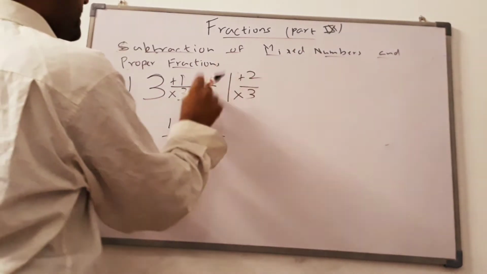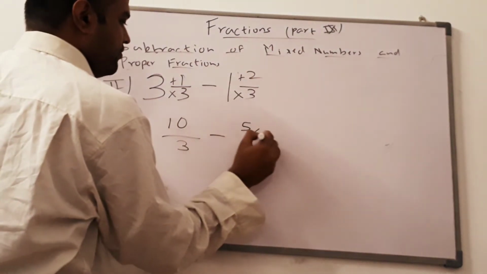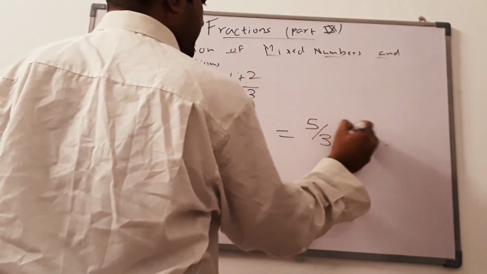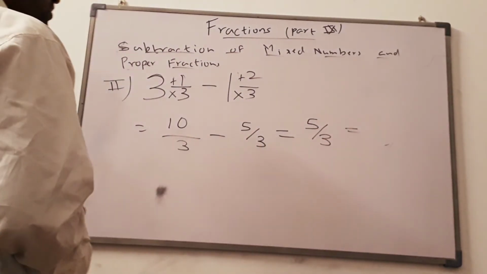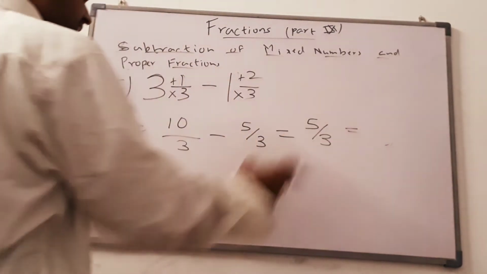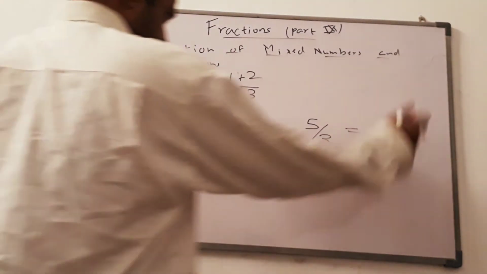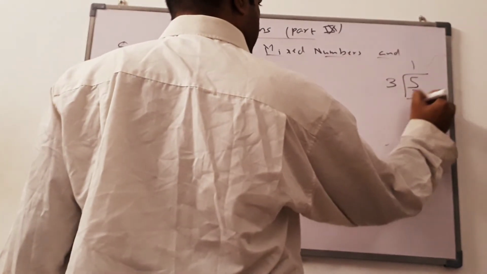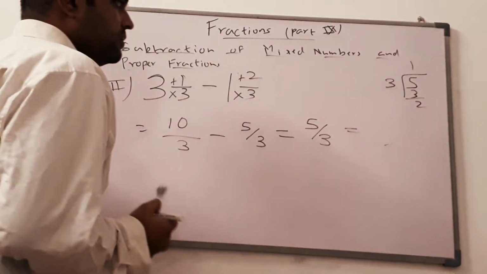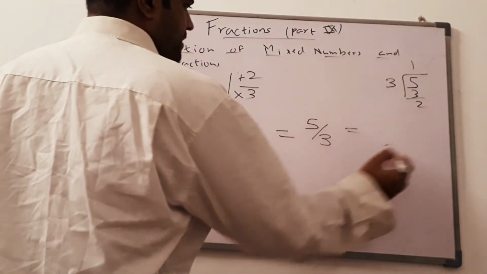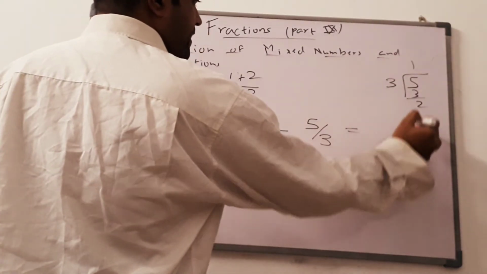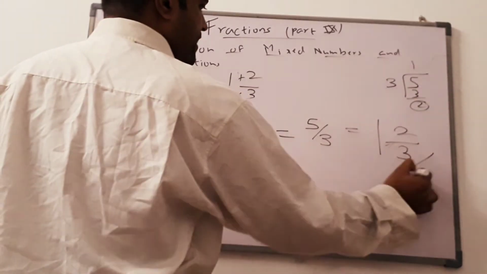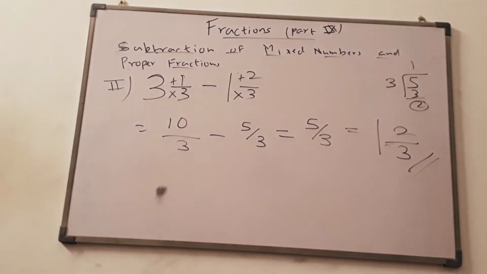10 minus 3 times 1, 3 and 2, 5/3. 10 minus 5, 5/3. Now we have to convert this into a mixed number, because the final answer we can't keep as an improper fraction. So 5 divided by 3 means 3 times 1, 3, 2. Here the divisor is the denominator, the remainder is the numerator, and the whole number is the quotient. So this is the answer.